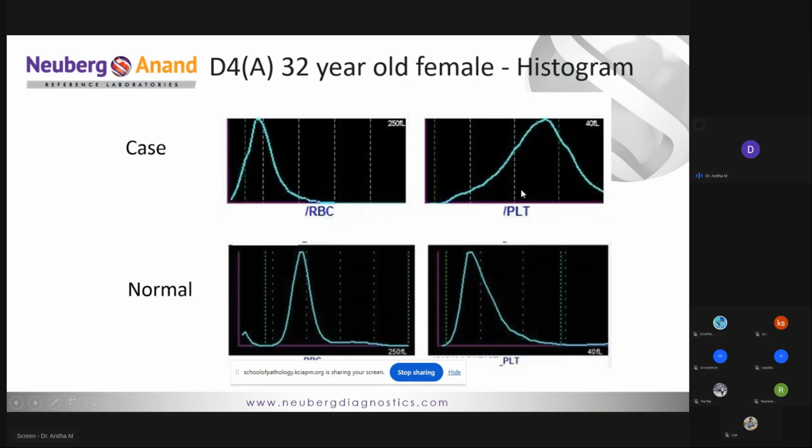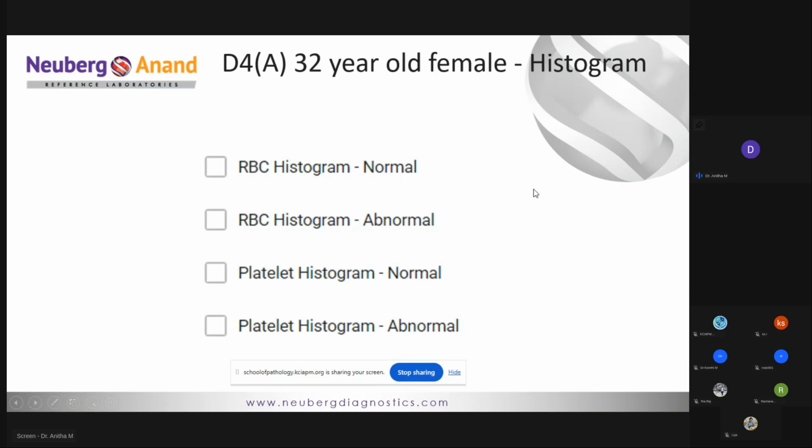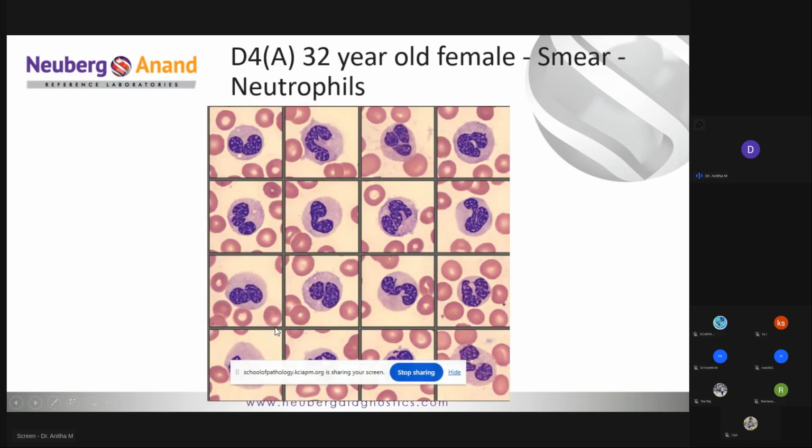And these have entered the platelet histogram, and that's the reason it's taking all those fragmented RBCs as platelets, and it's almost calculating the cells which have come till this particular line. So this is how a normal should be, but this is completely abnormal. So these were the questions we had asked. So we needed to choose these two. The RBC histogram is abnormal and platelet histogram is abnormal.